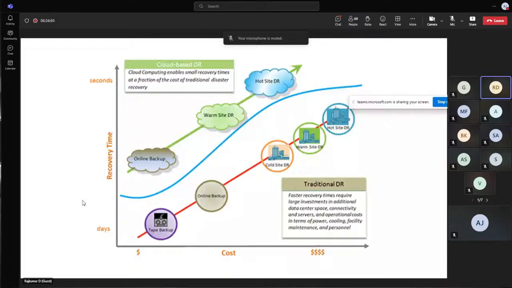Okay, then let's go for a site where you can store all those things and bring it back immediately. Warm site or hot site, you can choose which you want. Faster recovery time requires large investments. In terms of additional space, in terms of data center, power, cooling facility, everything is there. But if you need all these things, you need to spend some money for it. There's a value associated with building it.